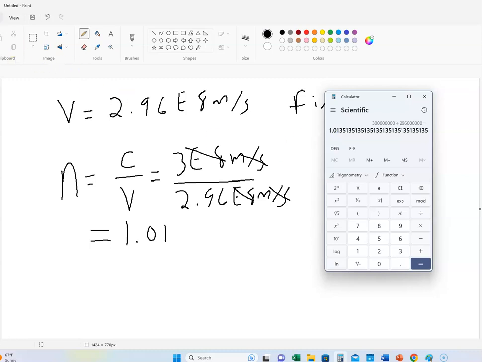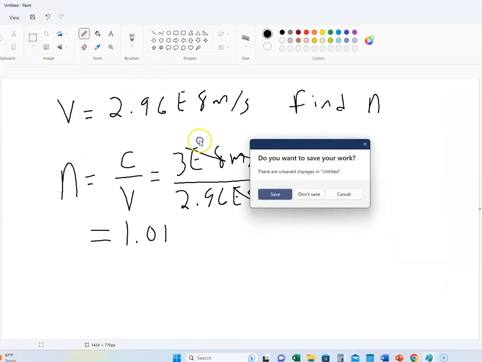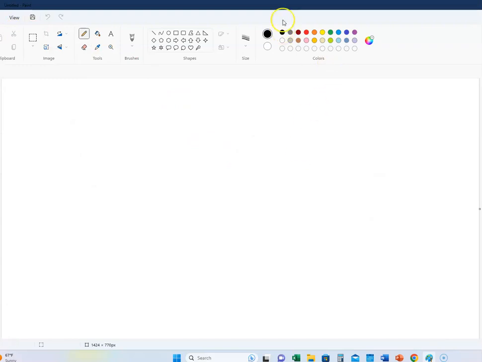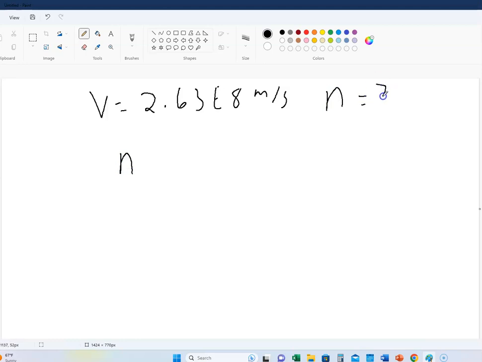Here, let's do a slightly different one. I didn't mean the index of refraction to be that small. All right, so let's say the speed of light was, I'm just making this one up, 2.63 times 10 to the 8th meters per second, of course. What is the index of refraction? So again, n is equal to question mark.